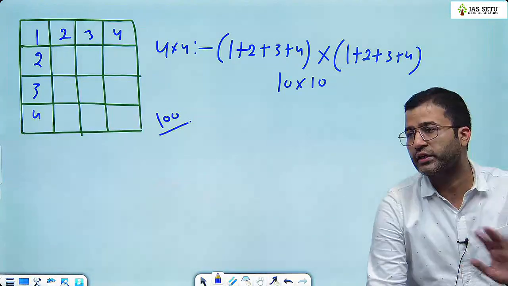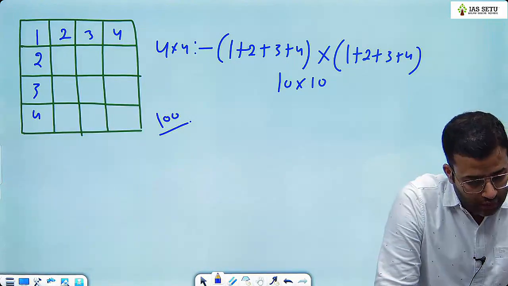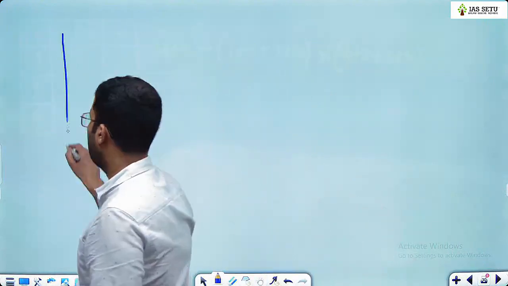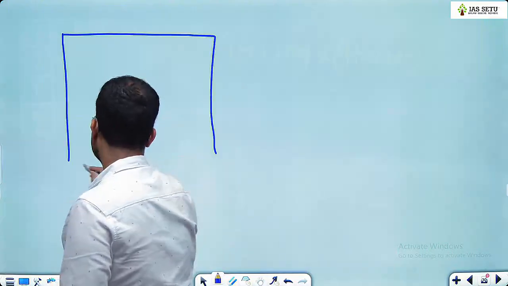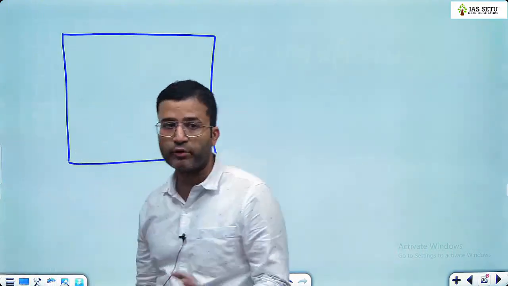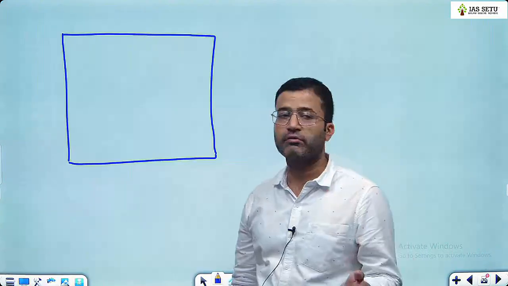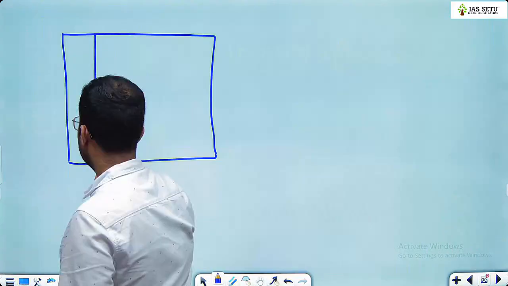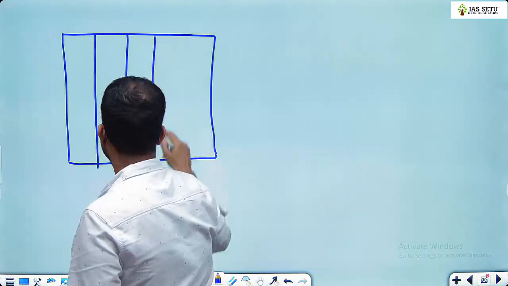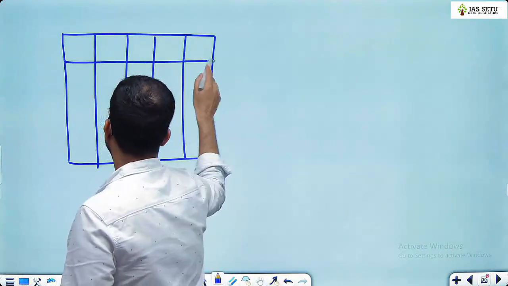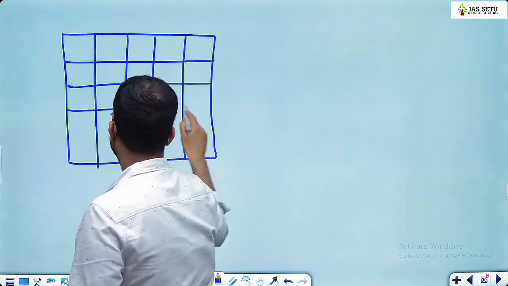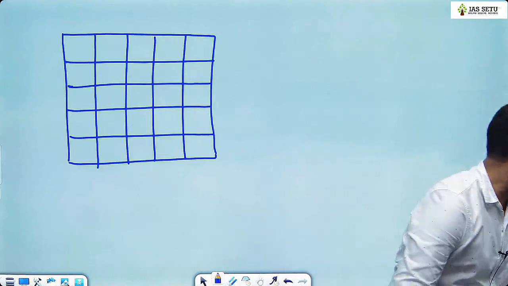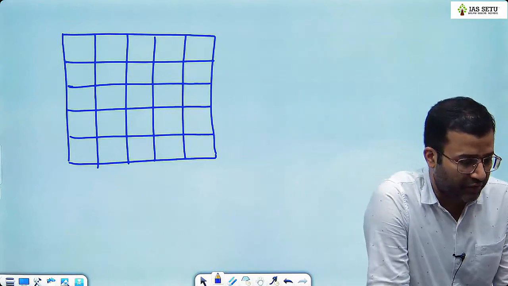Believe me, manual counting is not possible. I ask you 2 questions. And I'm not forcing you to use your trick. If you want to do manual counting, that is your fundamental right. Bilkul kar sakte ho. We have to see how many rectangles are there in the given figure.